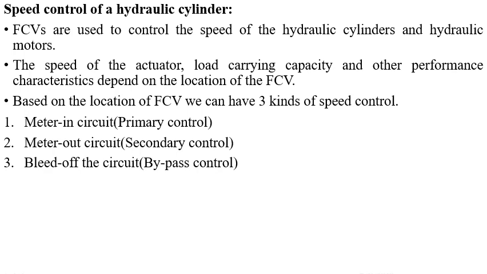Based on the location of the flow control valve, we can have three kinds of speed control. One is the meter in circuit, second is the meter out circuit, and third is the bleed off circuit. A meter in circuit is also called a primary control. Meter out circuit is also called secondary control. Bleed off circuit is also called bypass control. And how these three circuits work, we'll discuss in the later slides.